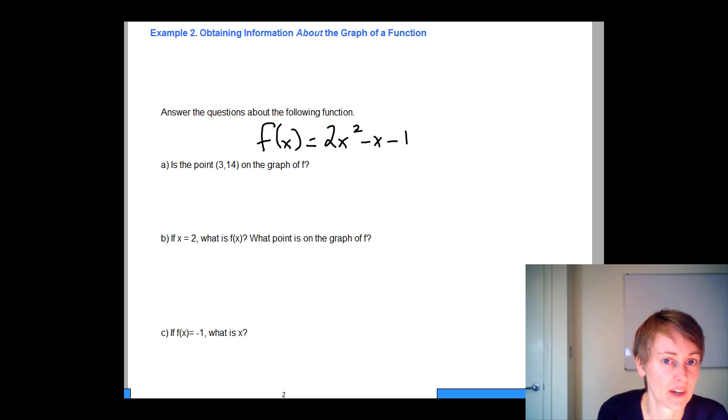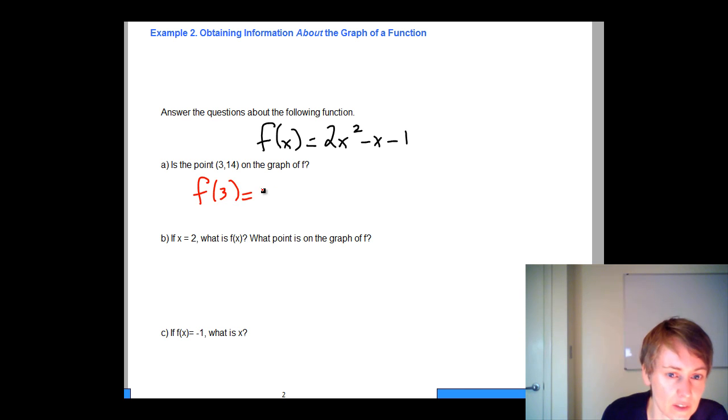Okay, on to the second example, example 2. Now we're not handed a graph, but we are asked to do this. Obtain information about the graph of a function. Okay, so now we're provided a function, and we have to answer questions about the function and interpret the graph. So here's what it says. Is the point x equals 3, y equals 14 on the graph of f? So the way you do this is substitute x is 3 and see if you get y is 14 out of that.